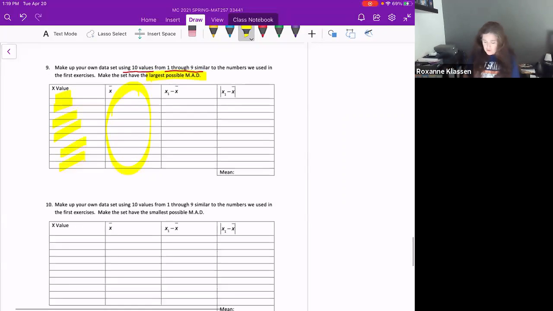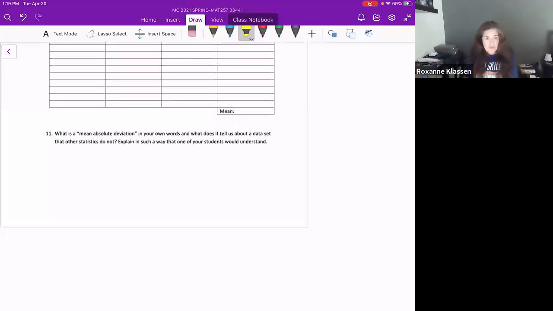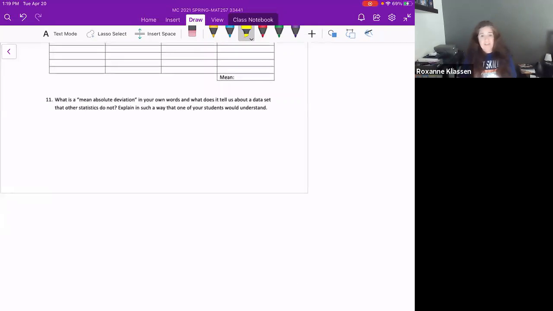Okay, then you're going to do the same thing on number 10, except now you're trying to minimize your MAD. So you're trying to make your MAD as small as possible. Now, it better be smaller than 8/10, because we know we can make it 8/10. Yes? So you're going to have to think that through. And then this is an assignment you finish and you upload to Canvas, right? So make sure you answer number 11 as well.